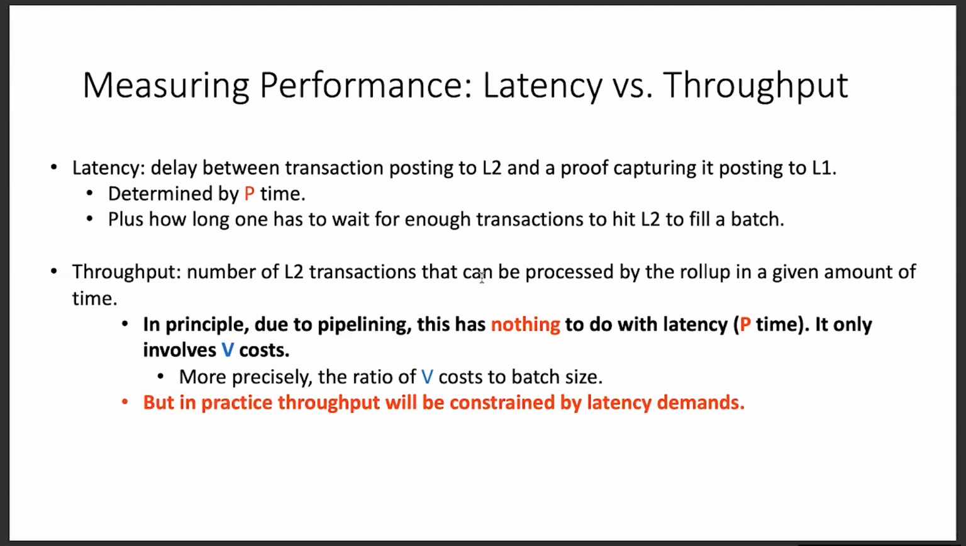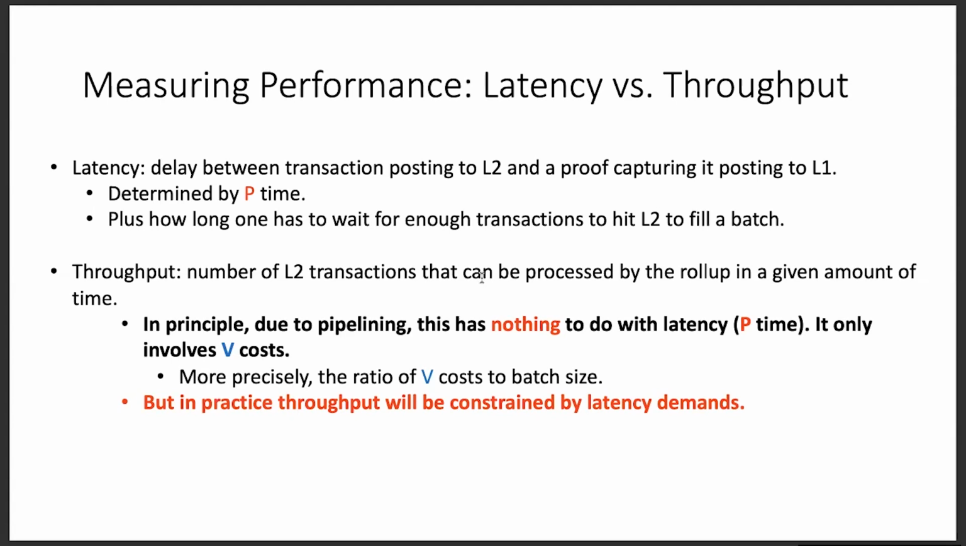Okay, so that's latency, and then the other measure of performance is throughput. This is the number of L2 transactions that can be processed by the rollup in a given amount of time, and we had a fairly lengthy discussion last time about how, due to something called pipelining, this actually has nothing to do with latency in principle. So maybe I'll summarize that in a sentence here, as a reminder for those who weren't here last time.